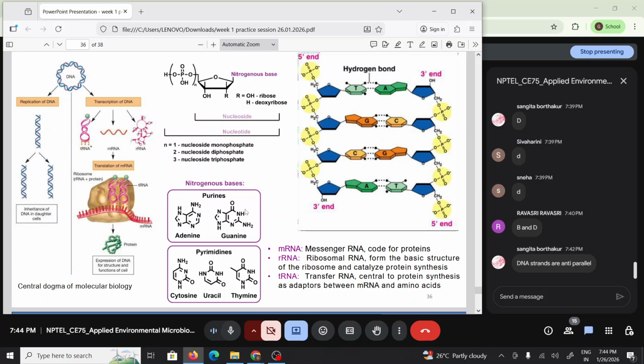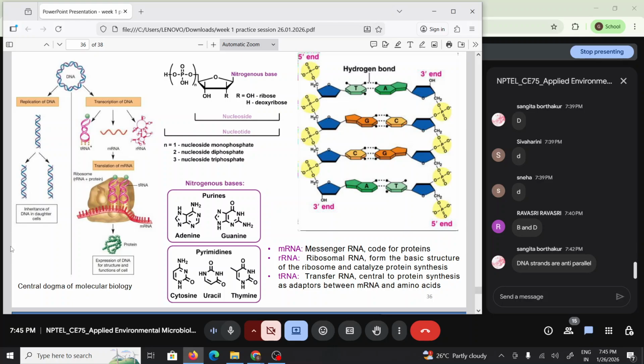And finally, in the rightmost of the slide, you can see the structure of a DNA. The strands are anti-parallel. That's why you have a 5' here, a 3' here on the top, and they are connected by hydrogen bonds. And the different types of RNA are messenger RNA that codes for the protein, the ribosomal RNA that forms the basic structure of the ribosome.